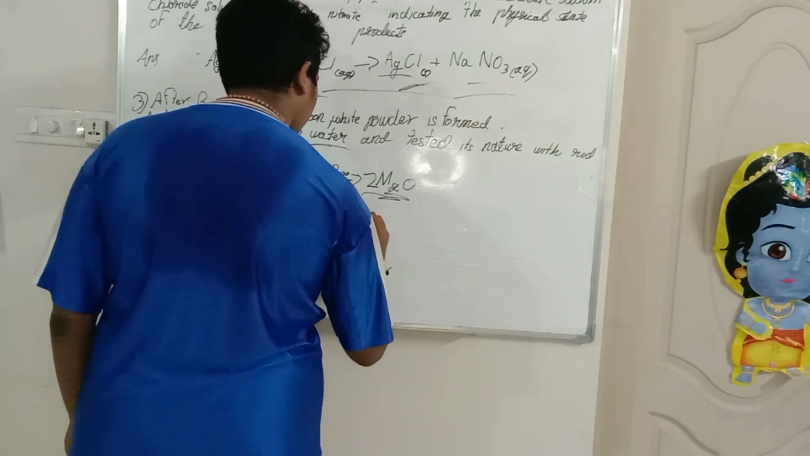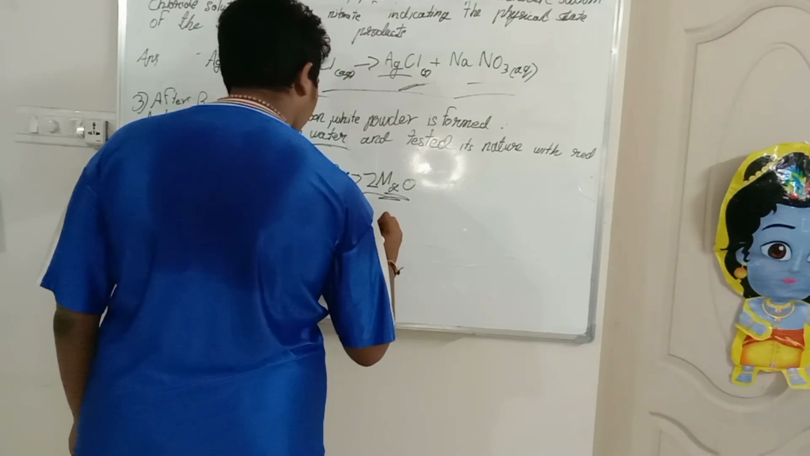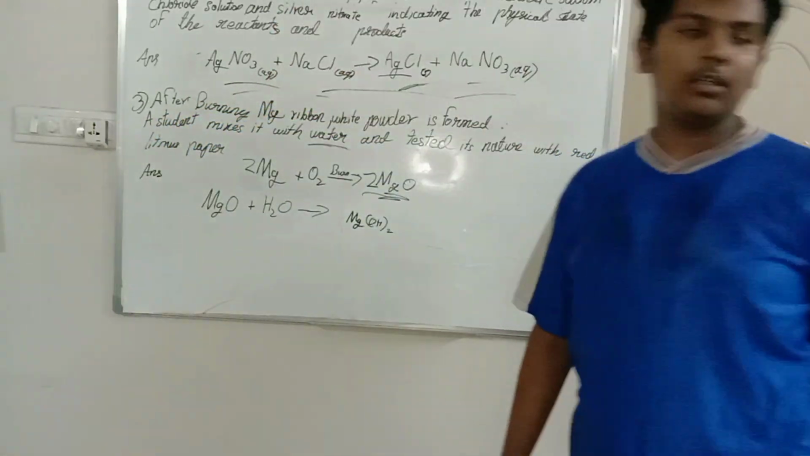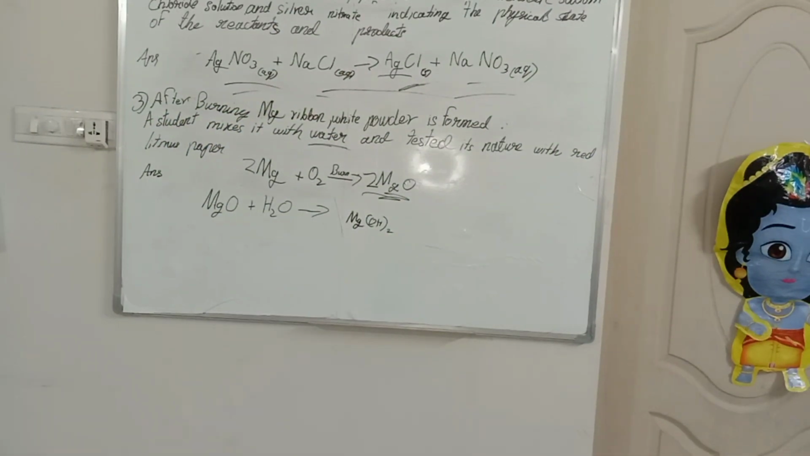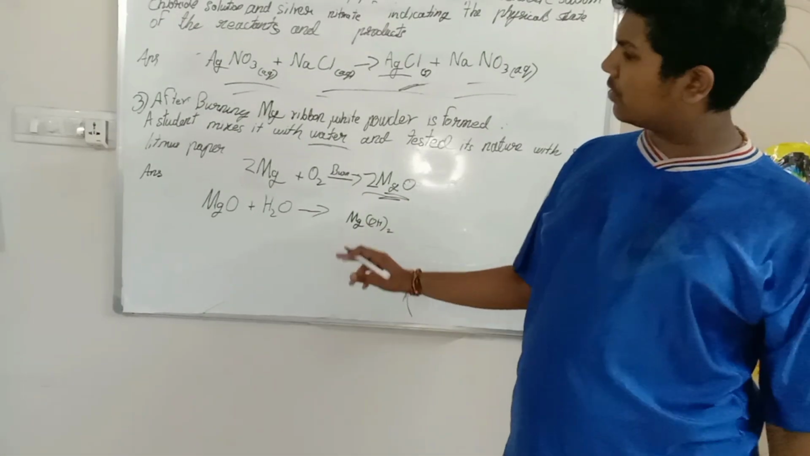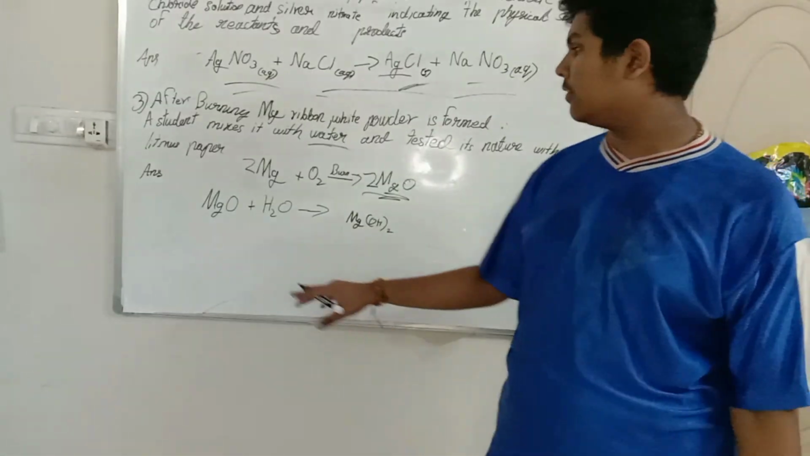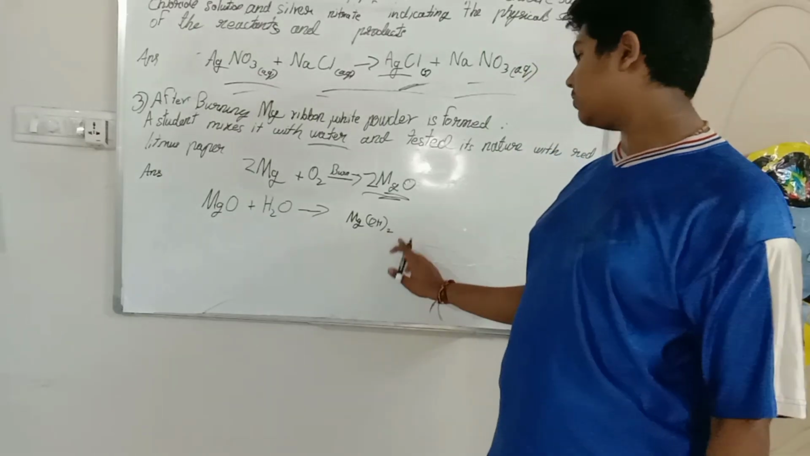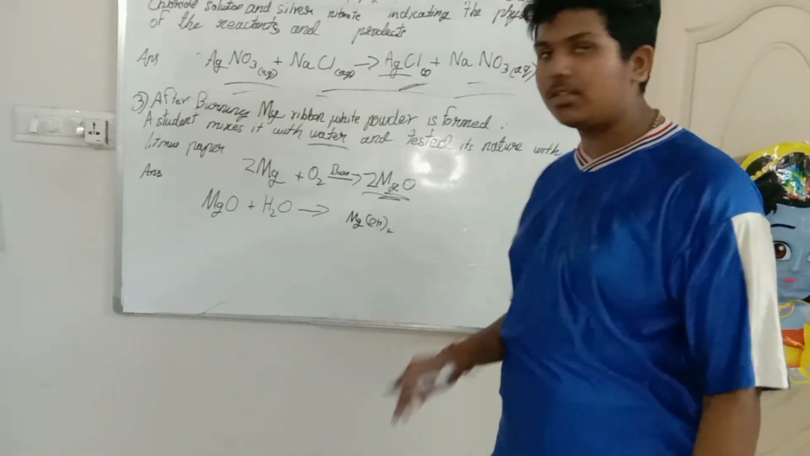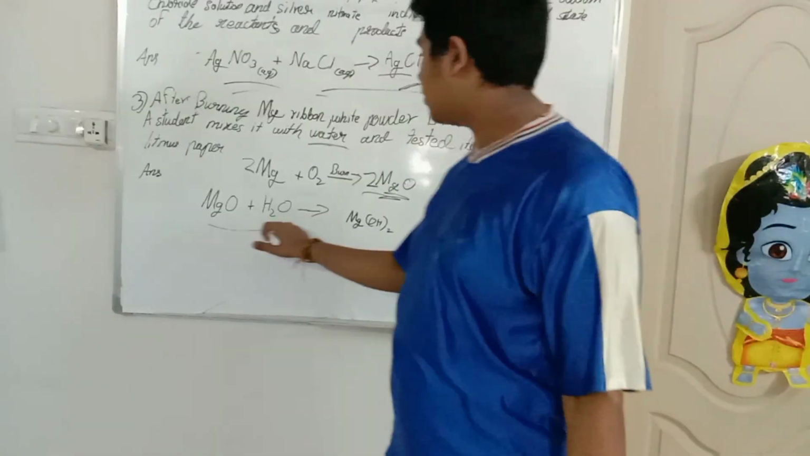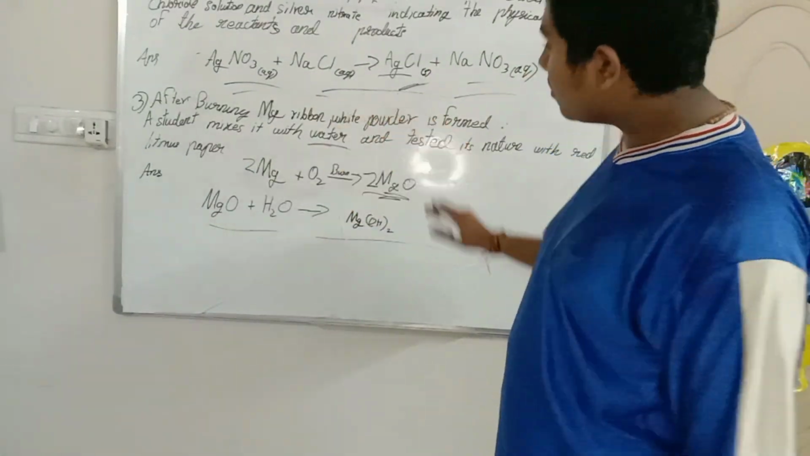Mg(OH) twice, no? Is it correct? Correct, no? Do you have any balancing to do? Mg 1, 1 plus 1, 2, so 2, H2, H2. So it's balanced. Hence we got the equation. Now it's combining with water.